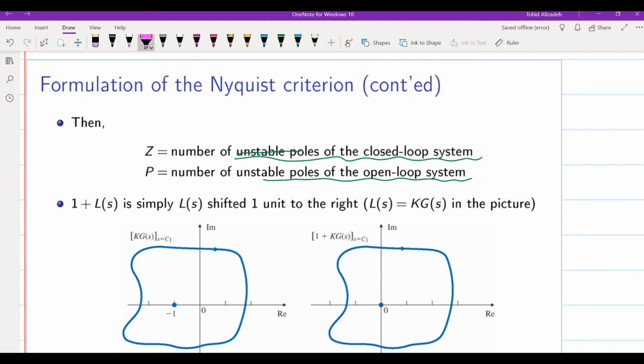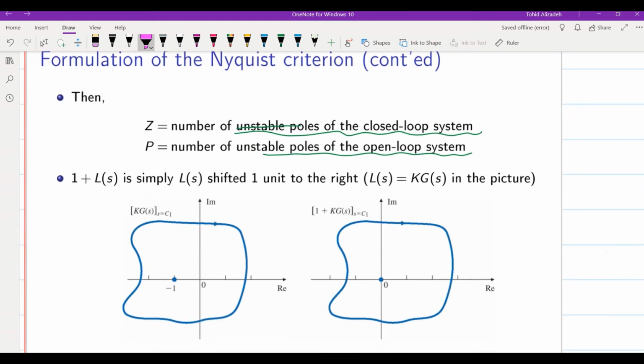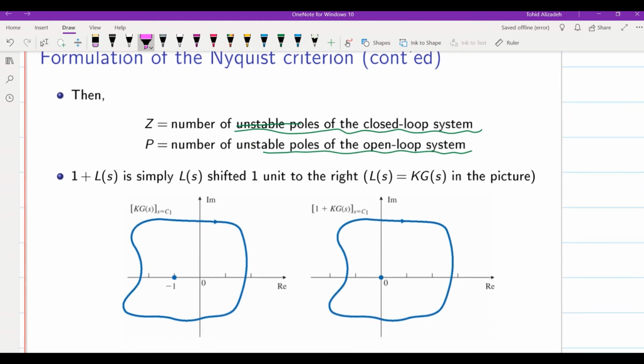And then we can also take, since obtaining the map of 1 plus L will not be, let's say, straightforward if you want to evaluate it, instead of obtaining 1 plus L, we can obtain the mapping for L of S, which would be easier indeed. And there is a direct relation between these two.